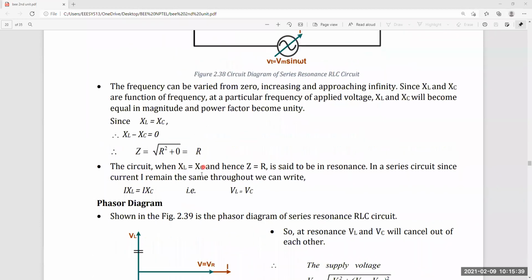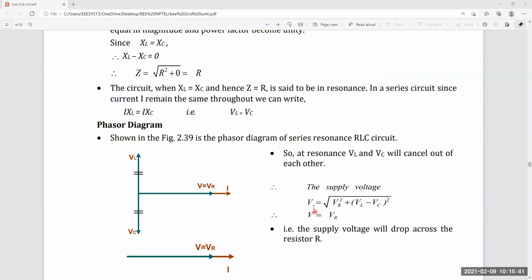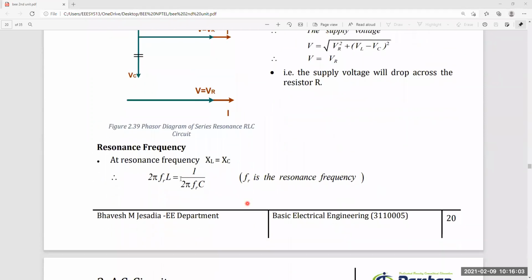So this is the phasor diagram. V is equal to square root of VR square plus (VL minus VC) whole square. The voltage across the inductor is equal to the voltage across the capacitor, so the supply voltage is equal to the voltage across the resistor. It's the total voltage drop across the resistor only. Understood? And this is the resonance frequency.